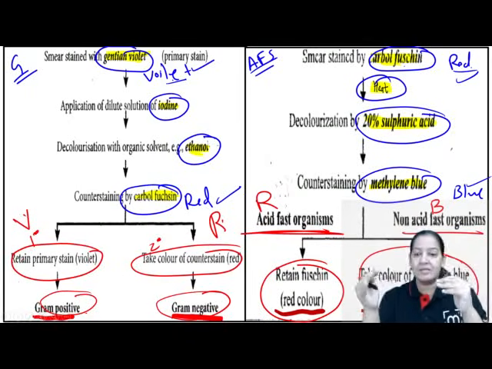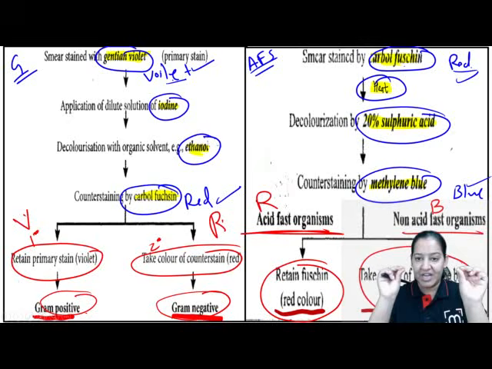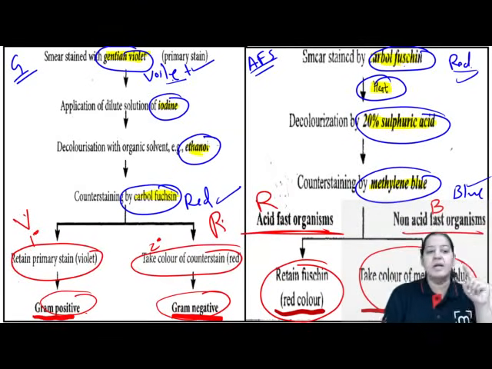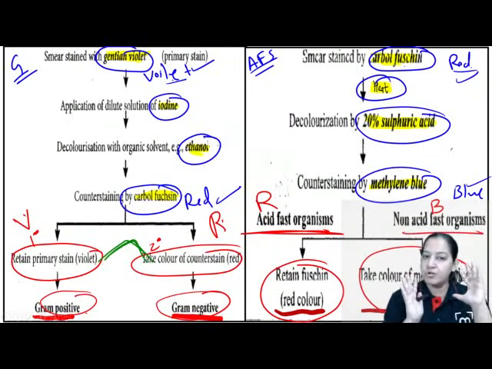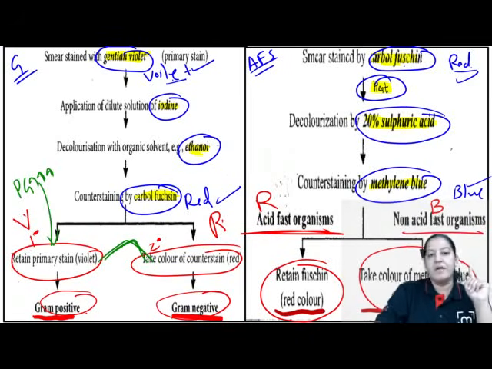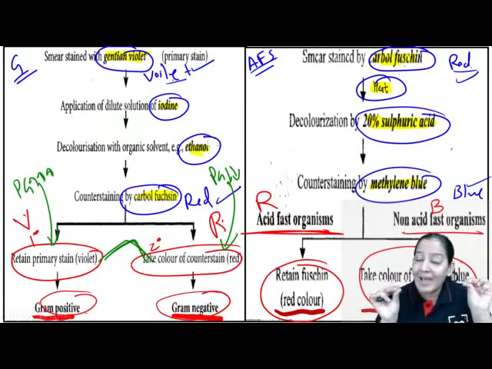Now the last thing, can you tell me the difference in the principle in both of them? Why are these changes there? Here, between two bacteria, the difference in color is due to the peptidoglycan content. If the peptidoglycan content is more, they will retain the primary stain. They are gram positive. And if peptidoglycan content is less, they will lose the primary stain and take the secondary stain. They are gram negative. So peptidoglycan is the principle.